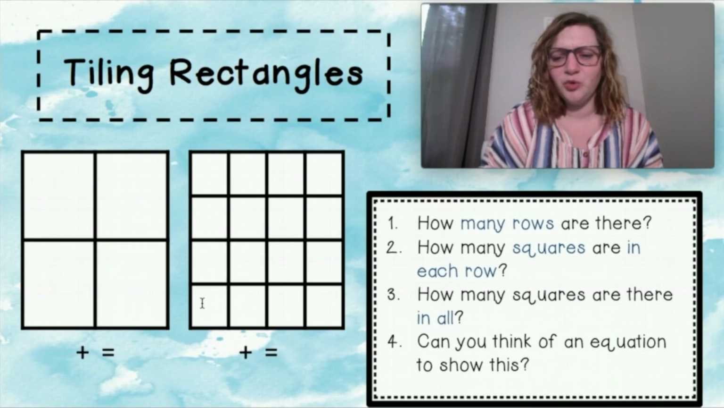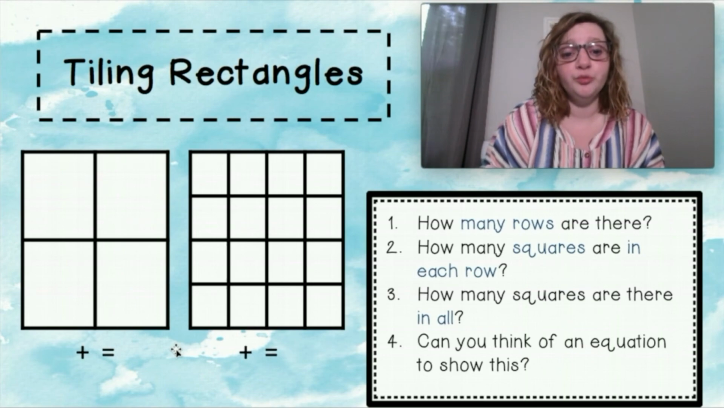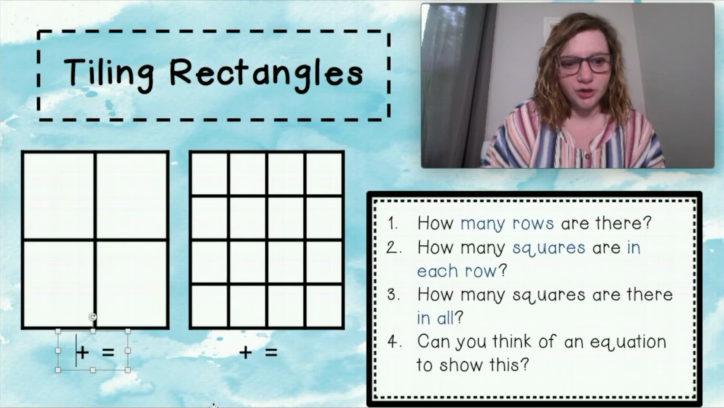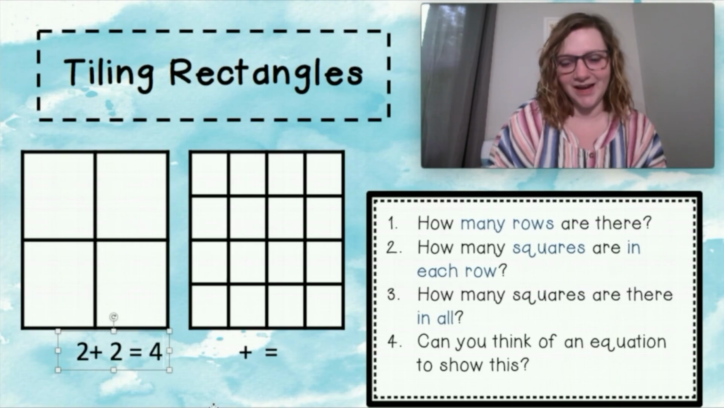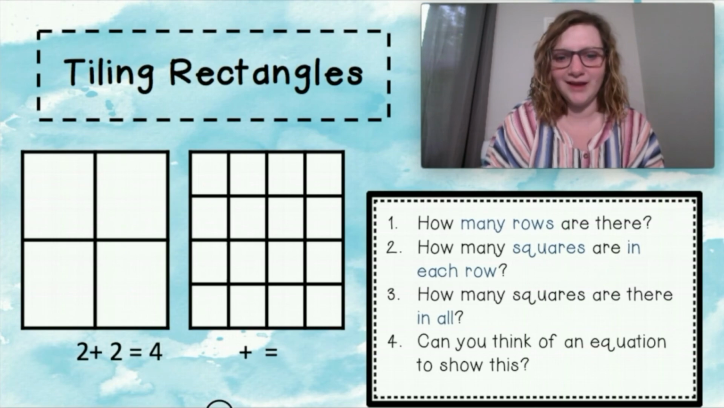Now, what is an equation that we could show this with? Let's think back towards when we did arrays. Think back to repeated addition. Now with this one, there's 2 rows, and there's 2 squares in each row. So let's add up each row. Let's say 2 plus 2 equals 4. Got it. So that's an equation to show that rectangle.